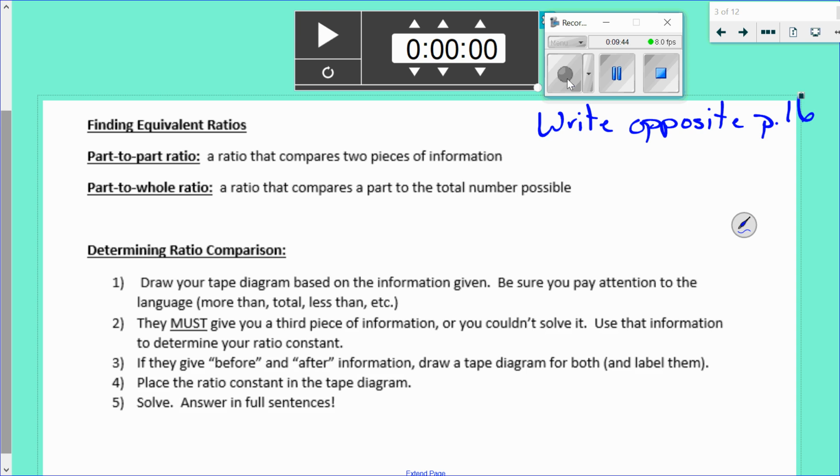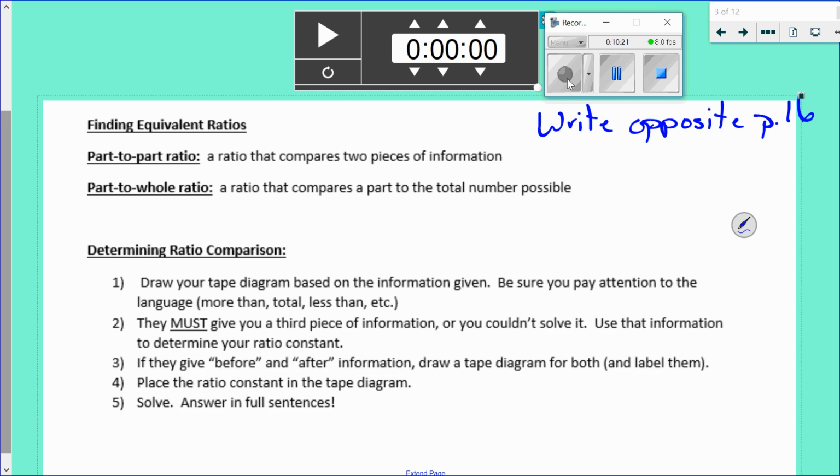Okay, our second part. This one is going to make more sense as we go through the problems. This is actually more of a review for you as to how to do these. But when we are determining ratio comparisons, which is a lot of what we're working on today, the first thing you need to do is draw your tape diagram based on the information that they have given you. You do need to pay very close attention to the language. One of the hard parts for today's lesson is going to be translating that English and making it make sense mathematically. If you've already drawn your tape diagram, it should help you to make sense of it, okay? Always remember, they must give you a third piece of information.